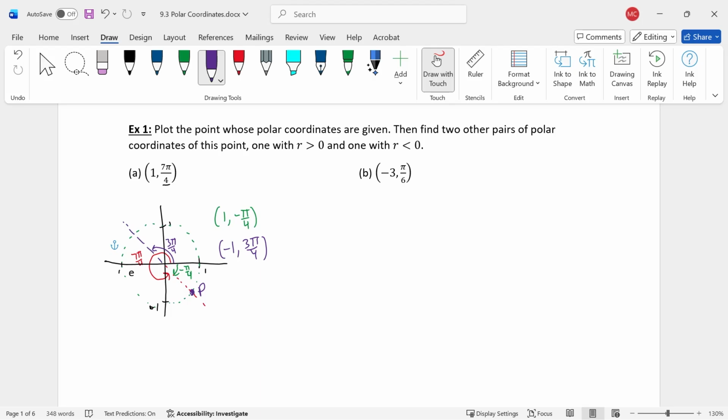Okay, so let's do another similar example here. This time we're going to go out a distance of 3.